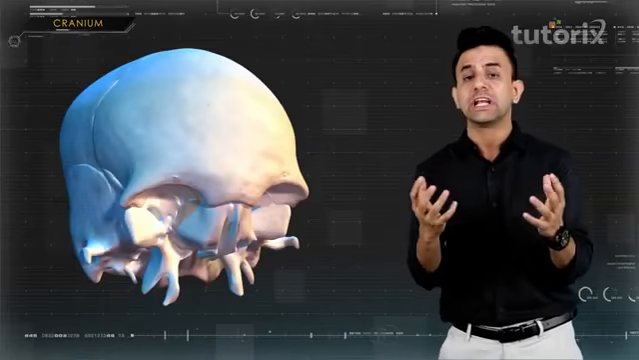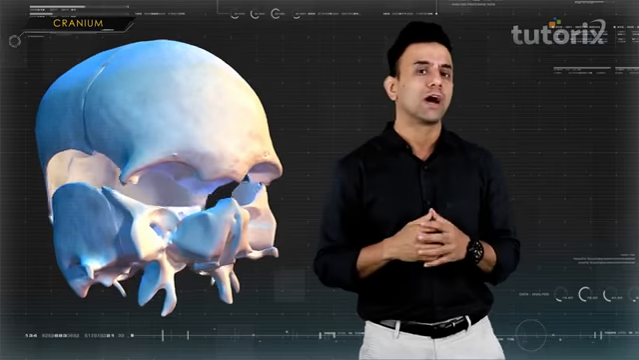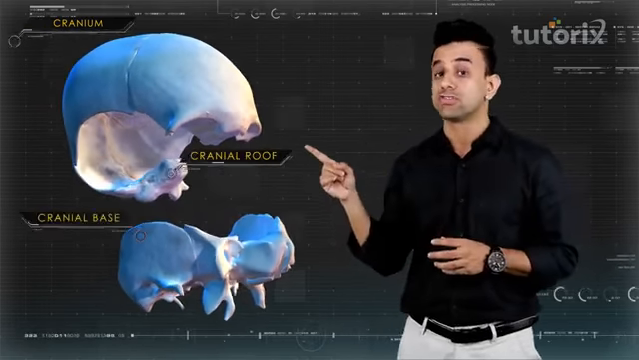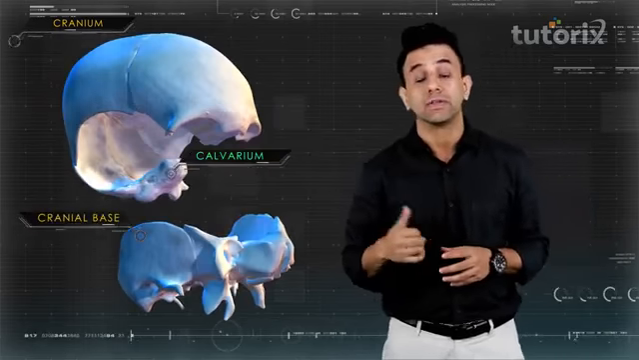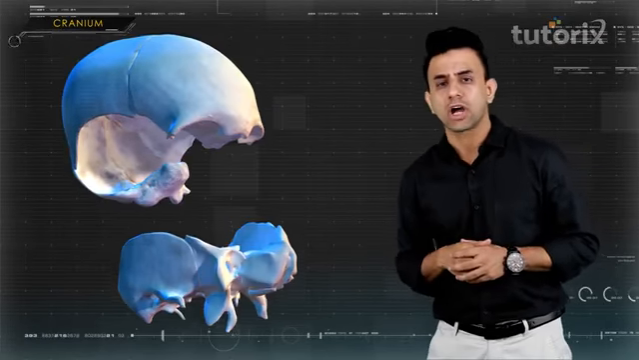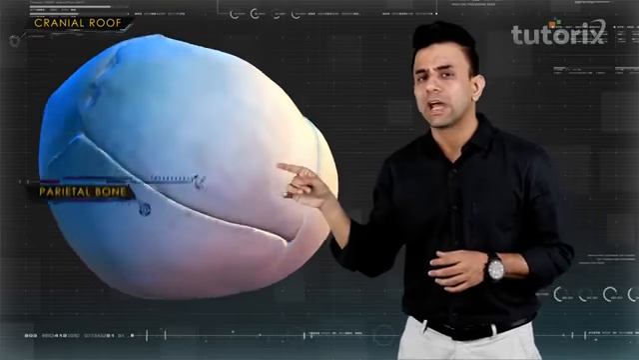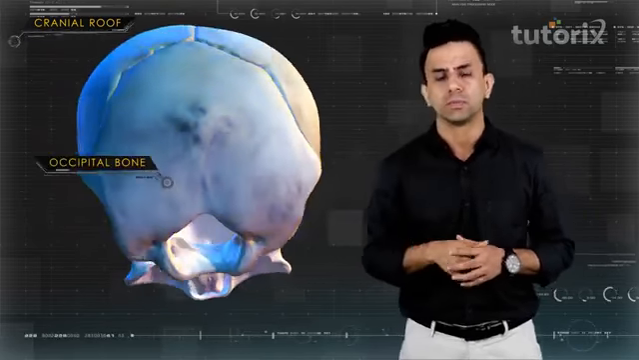Well, friends, anatomically, the entire cranium is divided into two main regions, namely the cranial roof, which is also known as calvarium, and the cranial base. Let's talk about the calvarium or the cranial roof. Well, the calvarium is made up of 3 bones, namely the frontal, the 2 parietal, and the occipital bone.